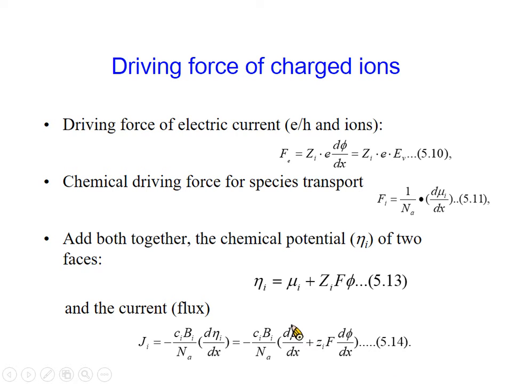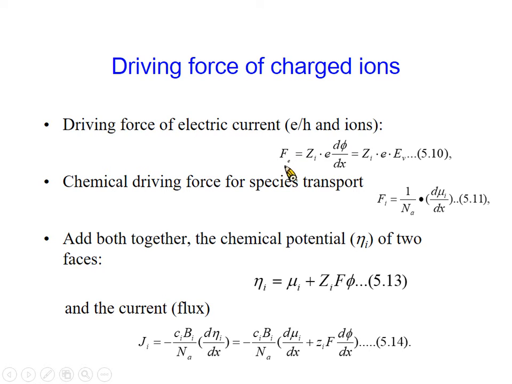This is the slide showing how the driving force moves the charged ion. When the charged ion moves, we can measure the current. There are two types of driving force that we can get. The first driving force is the potential. The electric potential will drive the electrons, holes, or ions to flow from the high voltage to the low voltage side, so we can measure the electric current.